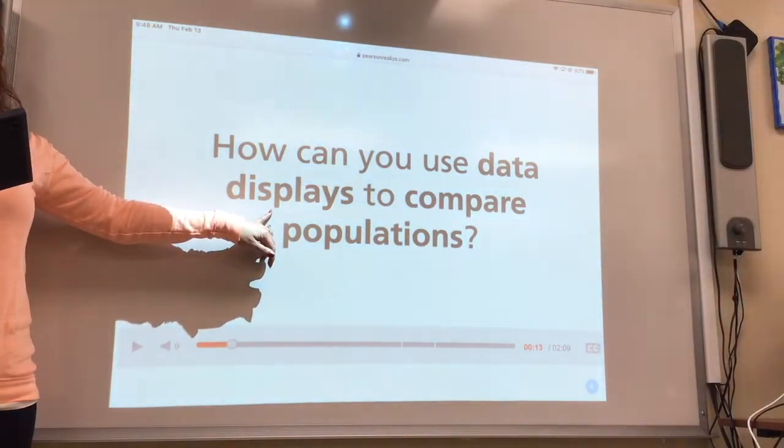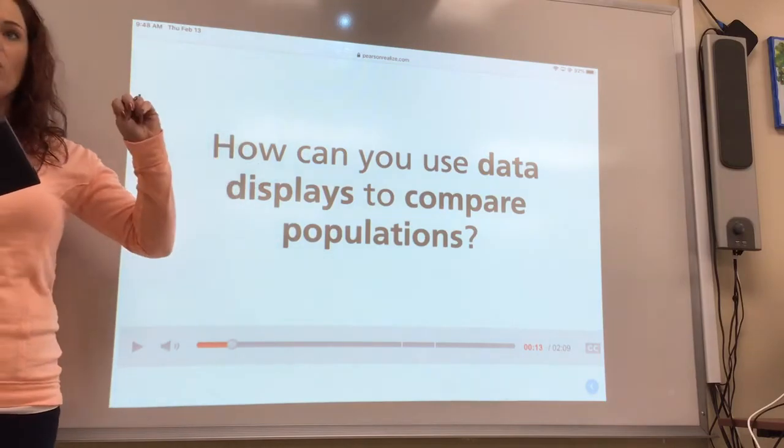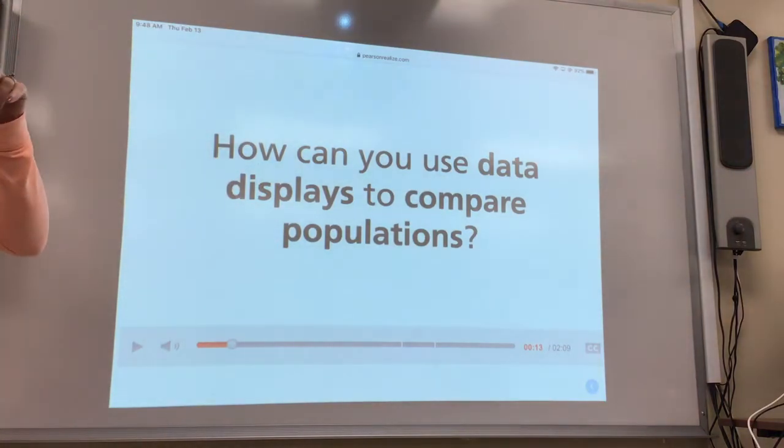Donnie? A bar graph. Okay, the main one we're going to be looking at today is the box and whisker plot. That's the easiest way to compare data. So that's going to be the majority of today.